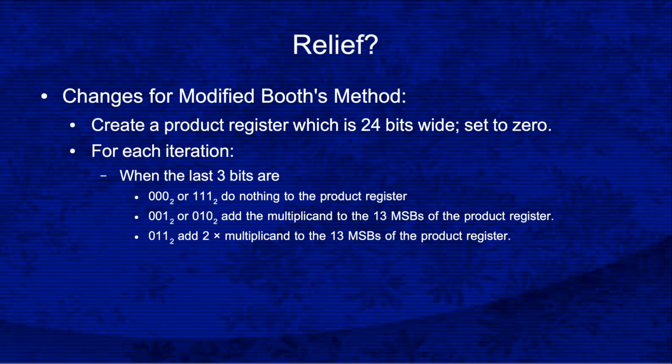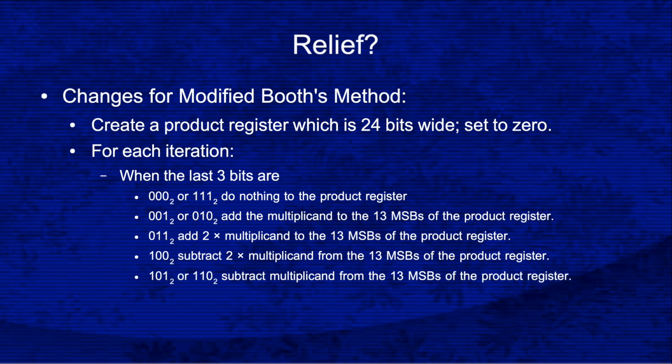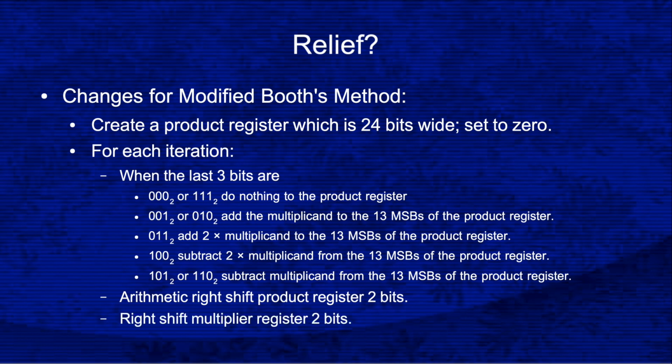0, 1, 1. We add 2 times the multiplicand to the 13 most significant bits of the product register. 1, 0, 0. We subtract 2 times the multiplicand from the 13 most significant bits of the product register. 1, 0, 1 or 1, 1, 0. We subtract the multiplicand from the 13 most significant bits of the product register. Then, in preparation for the next iteration, we perform a 2-bit arithmetic right shift on the product register, and we shift the modified multiplier value right by 2 bits.